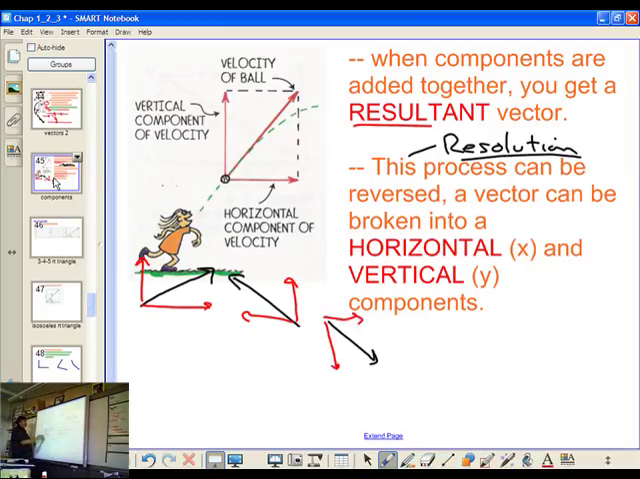So if I added all the verticals together, I might get this. There is the resultant vertical. I added all the verticals. I have all my horizontals together, and I get a resultant horizontal. I can then find the final resultant. So you can see resolution and the resultant work together. We resolve our vector, get the horizontal and vertical components, add them all up, and then go back and put them together again, and I get my resultant at the end. It's a way to solve it.